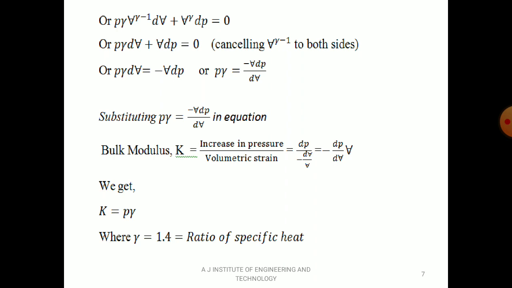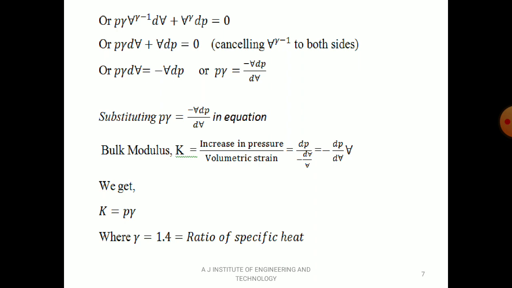So bulk modulus K equal to increase in pressure divided by volumetric strain. So that is equal to dP divided by minus dV divided by V. So that is equal to minus dP divided by dV into V, when V goes to numerator. In place of minus dP divided by dV into V, we have to substitute P gamma. So K equal to P gamma, where gamma equal to 1.4.